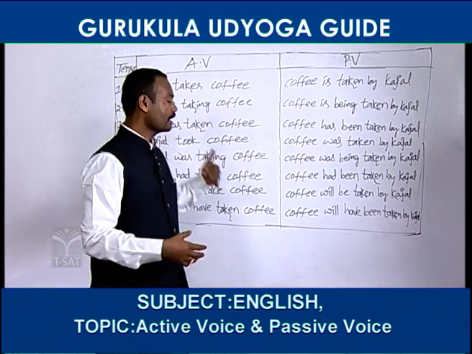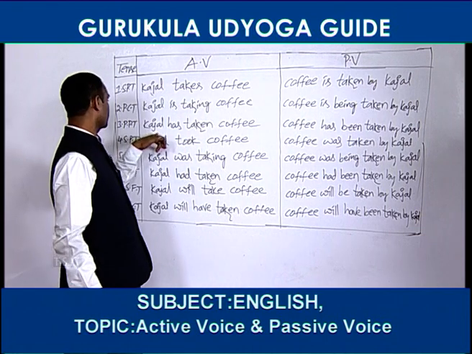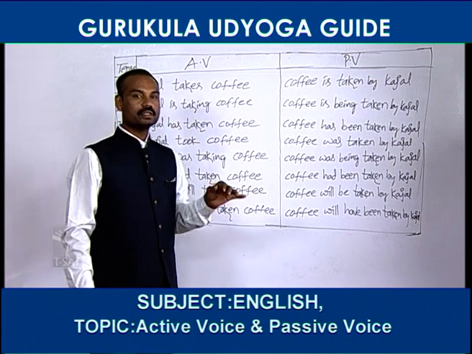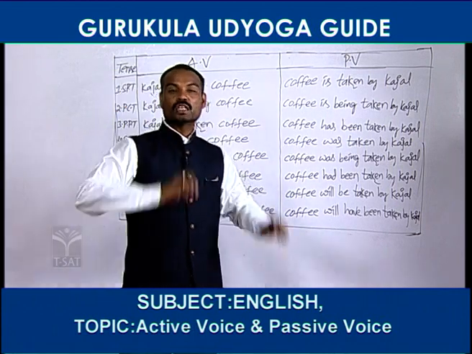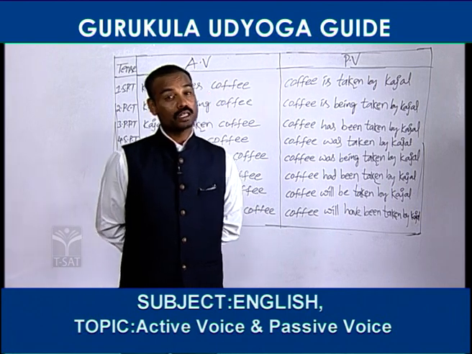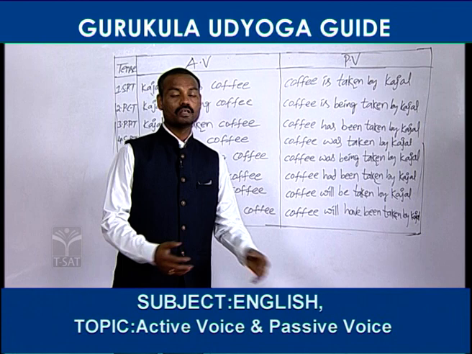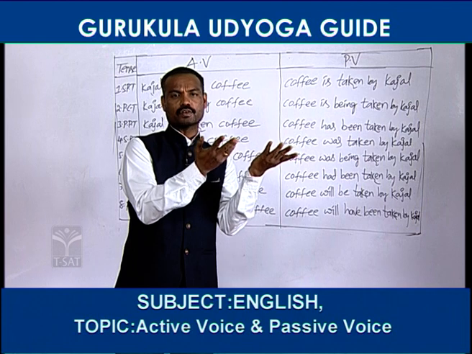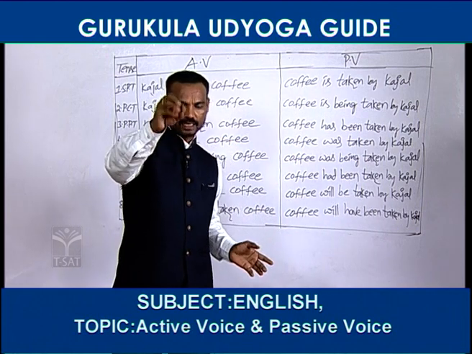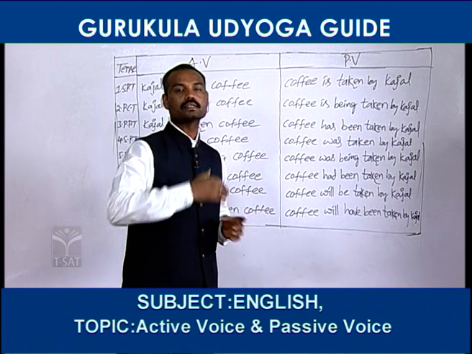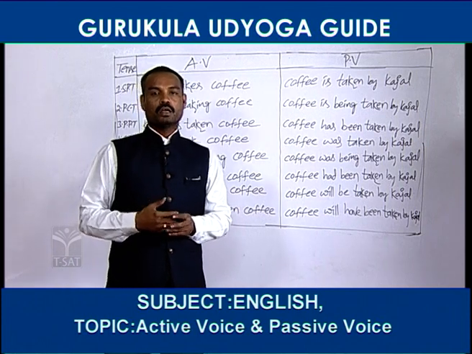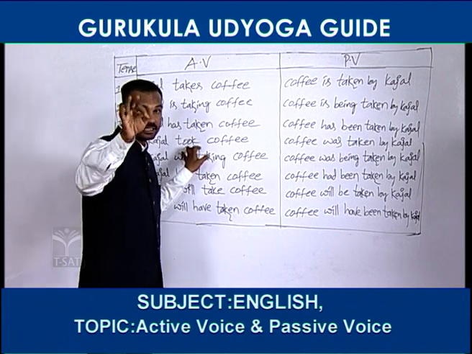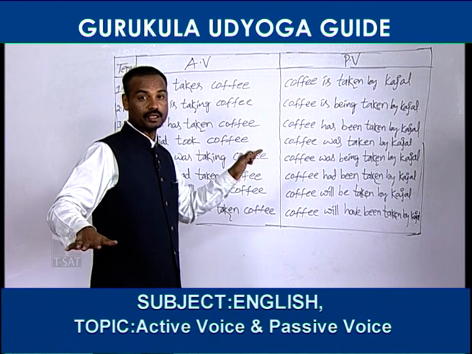Come on. Simple past. This is the example from simple past. Kajal took coffee. Sir, can you please explain how to find out that a sentence is from simple past? Very simple. What is the frame of simple past? Subject plus verb second form plus extra words. After the subject, if you can see the second form of the verb, you can think that it is a simple past sentence. See, Kajal took. Take becomes took. It is verb second form. Kajal took coffee. This is simple past.